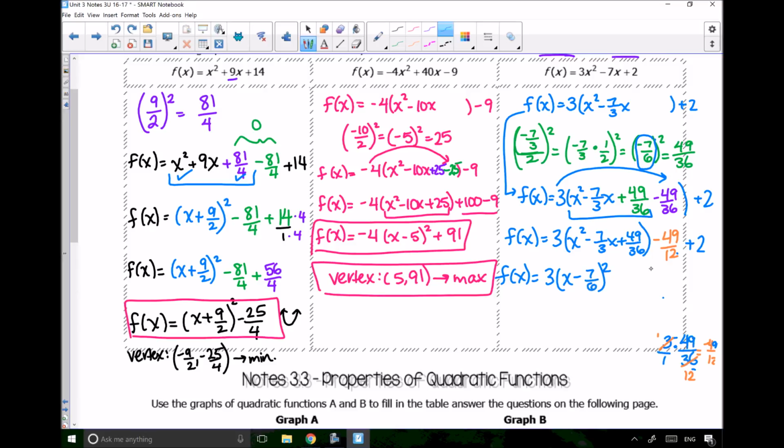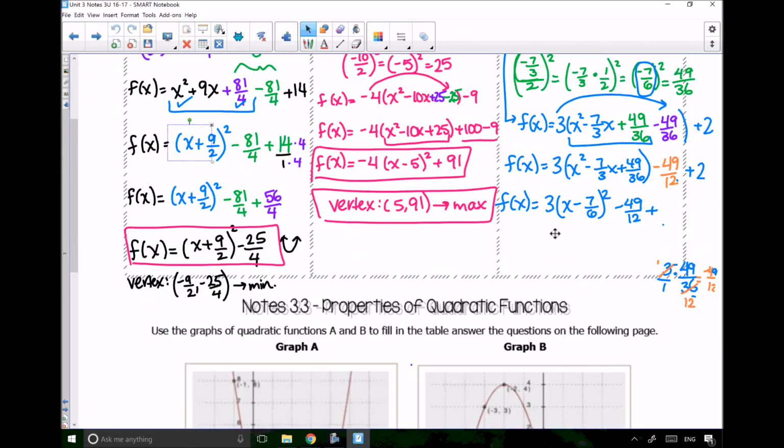And then here, I've got minus 49 over 12 plus, and then to get a common denominator here, I am going to make this over 1 and see that I need 12 as my common denominator. So I'm going to multiply by 12 over 12. So I end up getting 24 over 12 right here, which means that I end up getting f of x equals 3 times x minus 7 over 6 squared. And then when I put these guys together, I get minus 25 over 12.